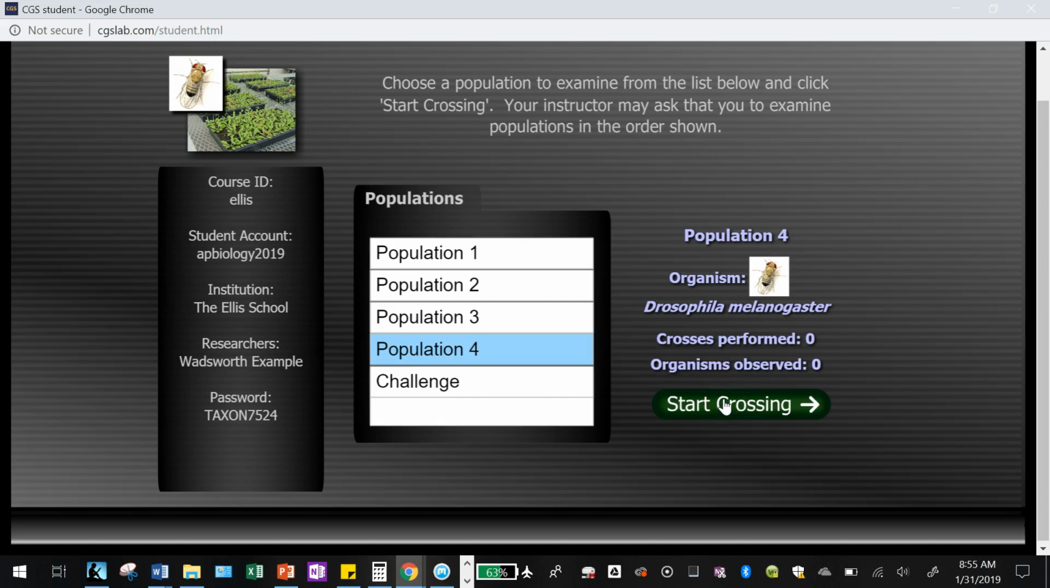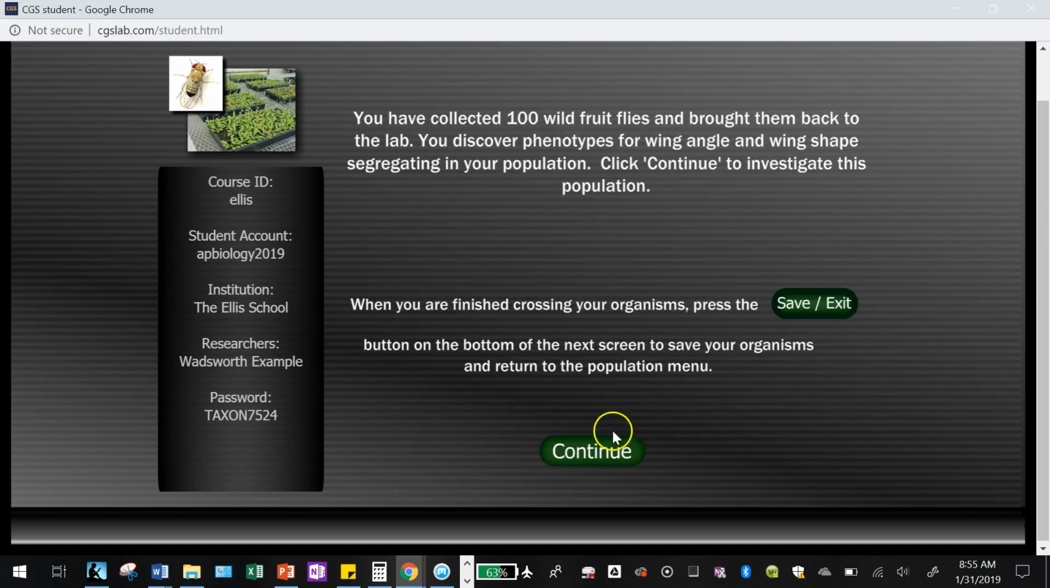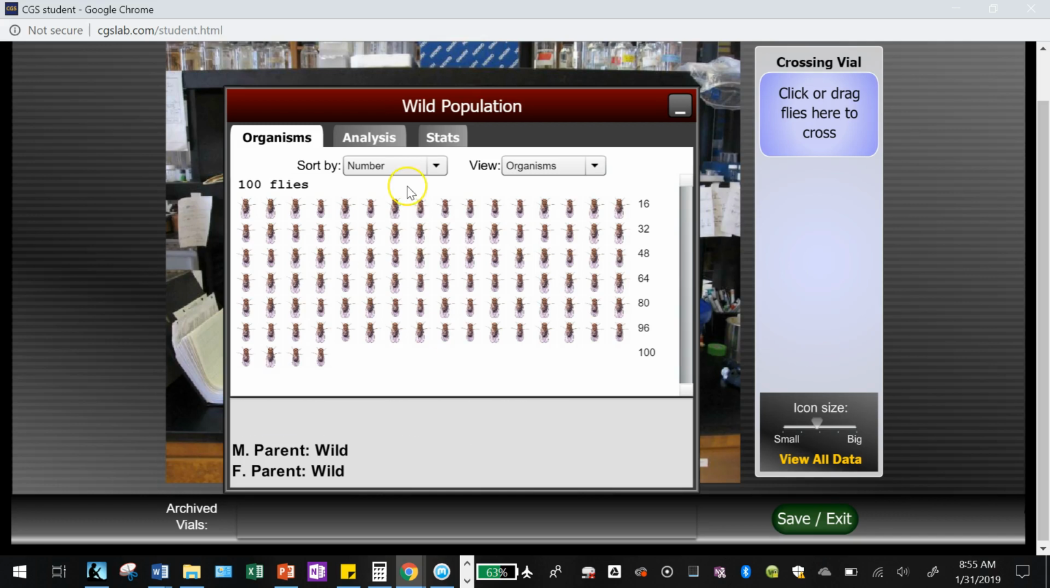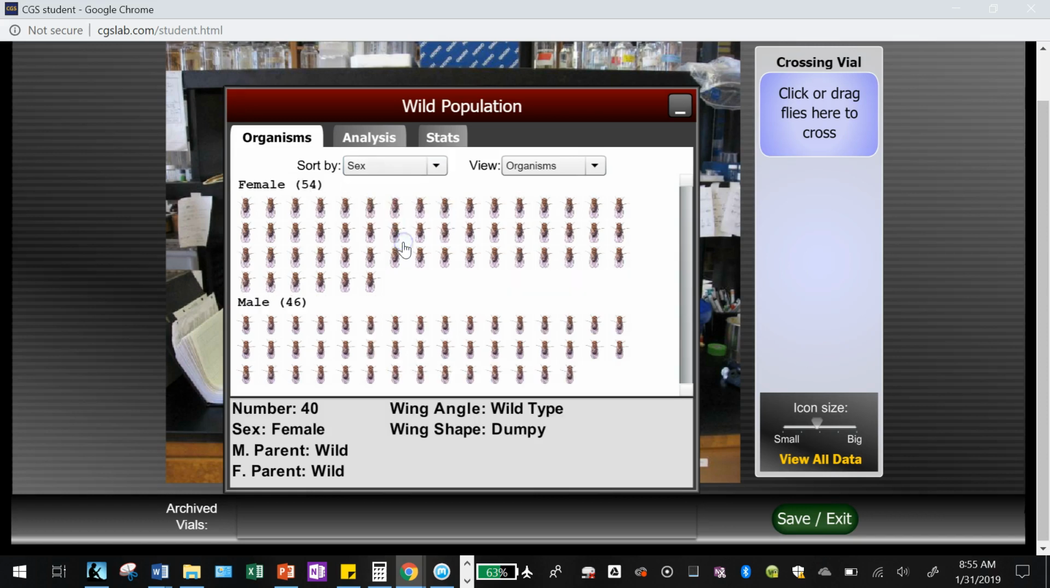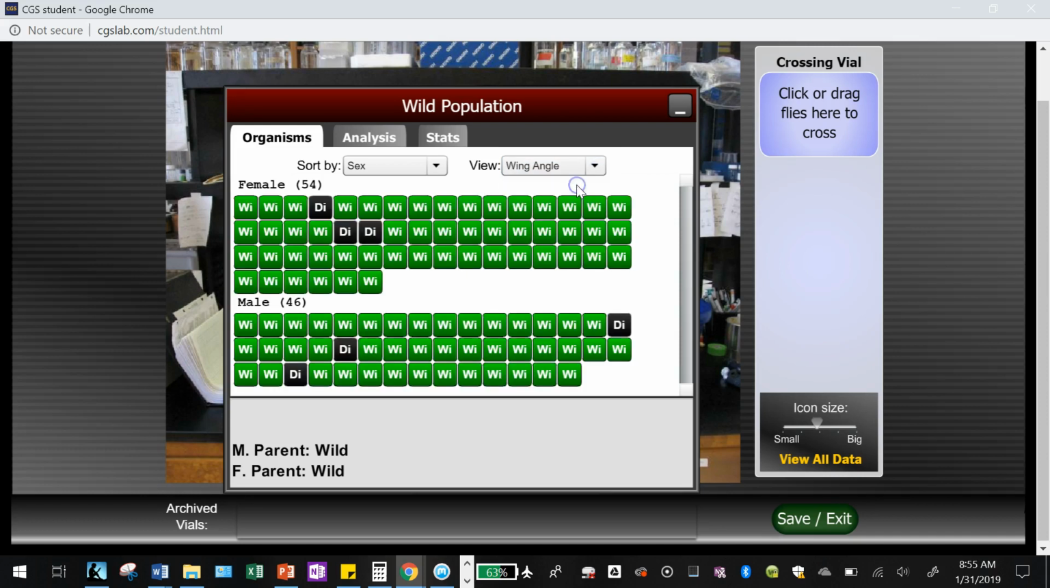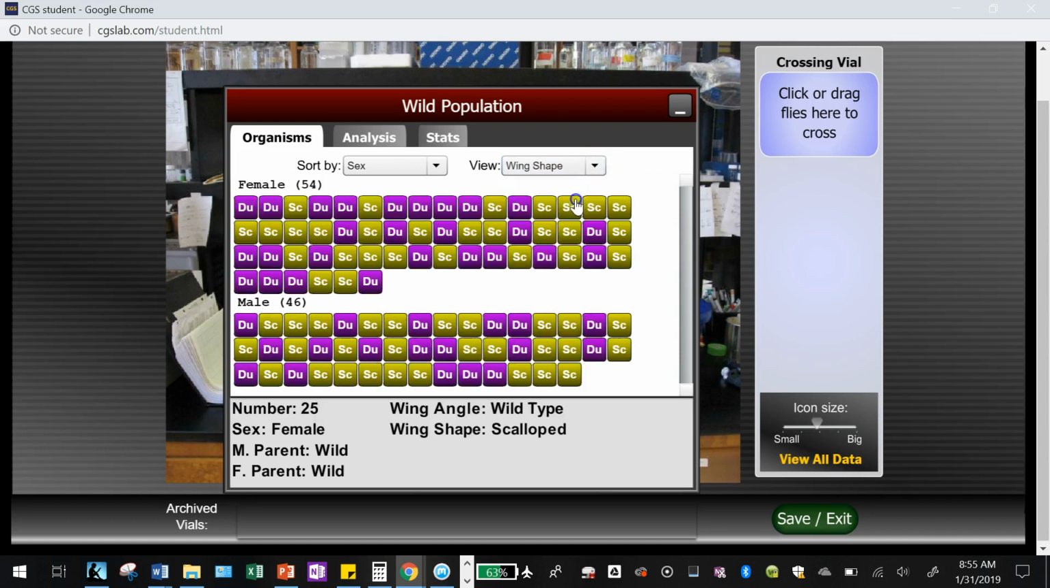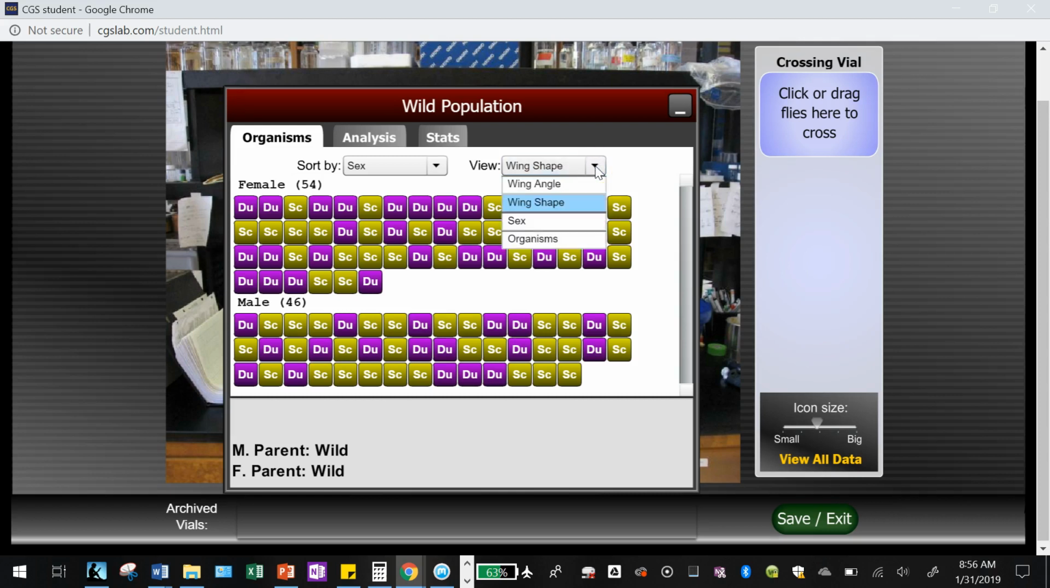So I'm going to show you a quick thing for population 4. Okay, so here's my wild population. In this one, you actually have 2 traits. So organized by sex, and then you have wing angle, and then you have wing shape. Okay, don't try to analyze the wild population because it just randomly caught flies in this case. So wing angle and wing shape. Analyze them individually. Okay, so do the exact same thing that you were doing before, but do it individually first.